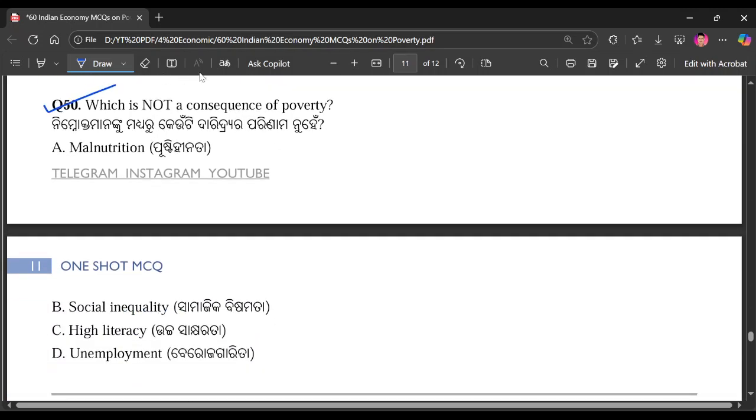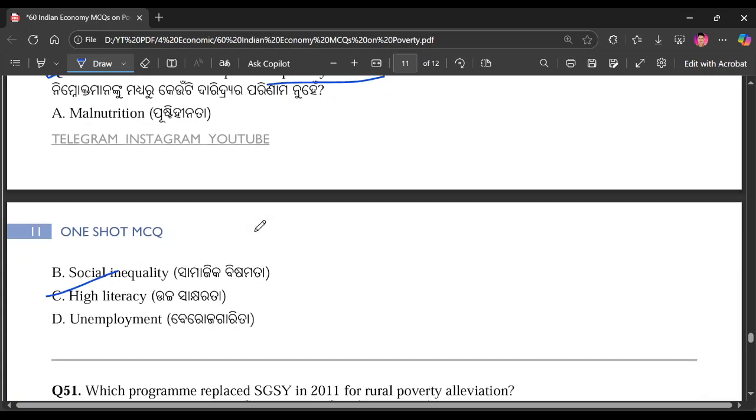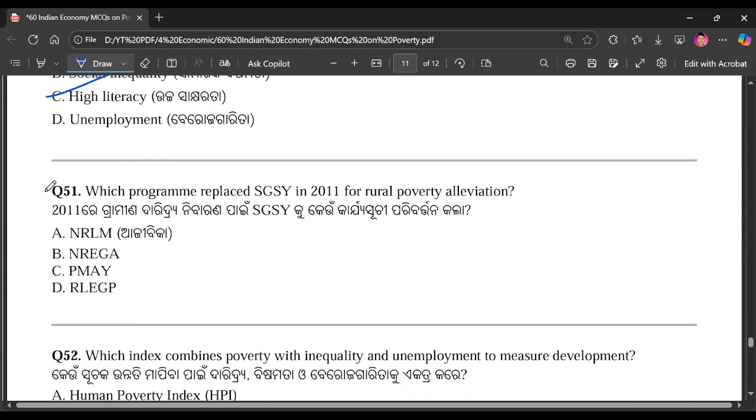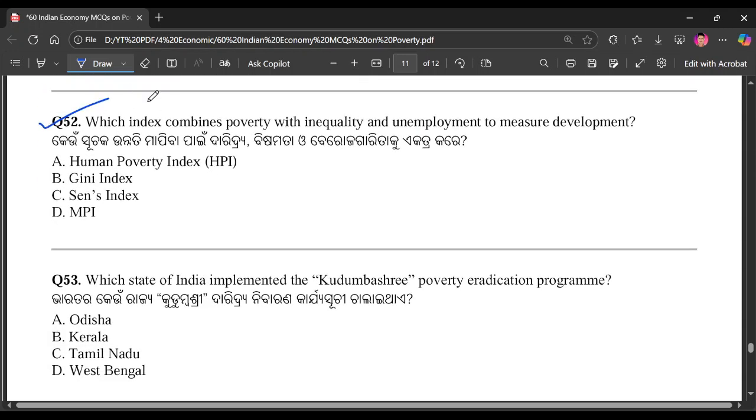Question number 50. Which is not a consequence of poverty? Right answer is option number C. Question number 51. Which program replaced SGSY in 2011 for rural poverty alleviation? Right answer is option number A. Question number 52. Which index combines poverty with inequality and unemployment to measure development? Right answer is option number C.